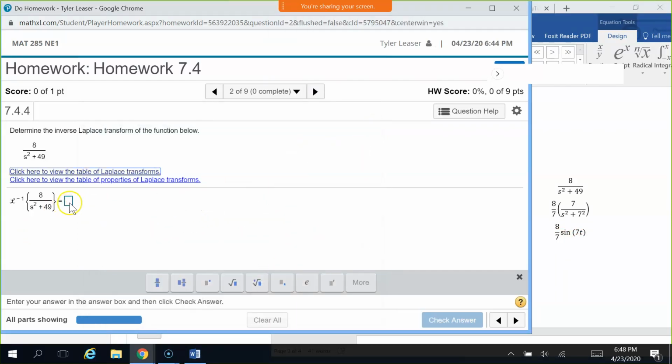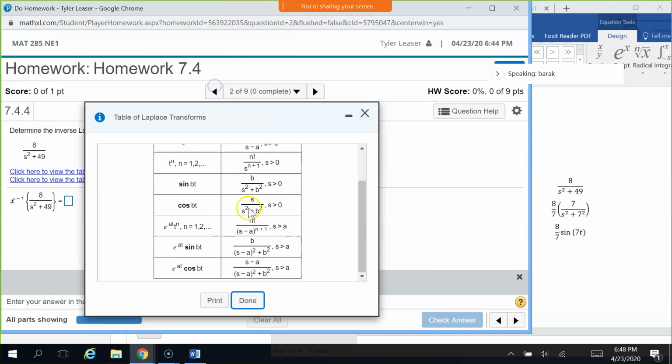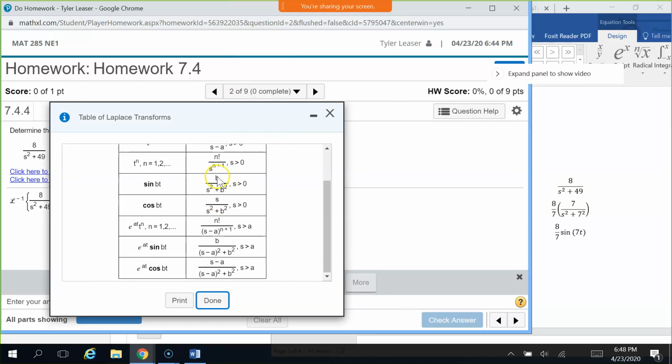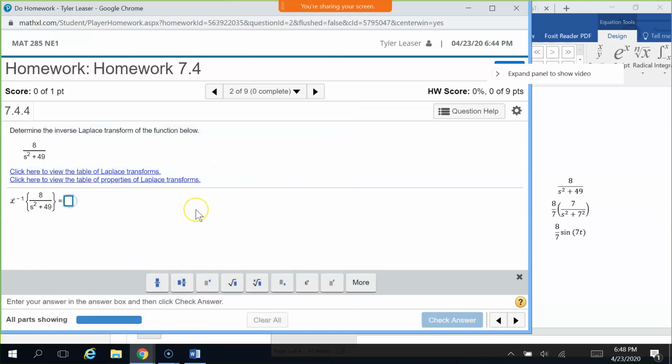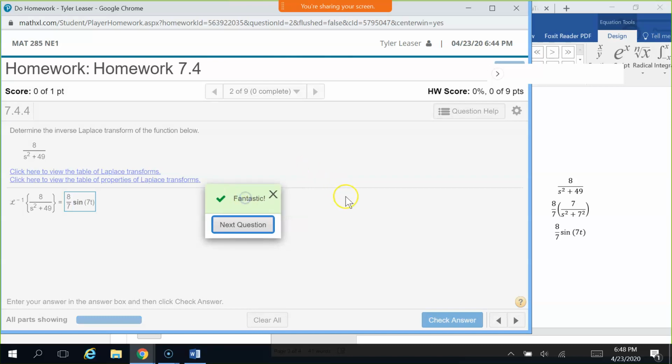Is there a reason you chose sine over cosine? Because that was the one that matched. S is the variable, okay. So b is a constant. Yes, constant. If this did have an s up top, I would have chosen the cosine one. So just to make sure that we have the right answer here, 8/7 sine of 7t. There we go.